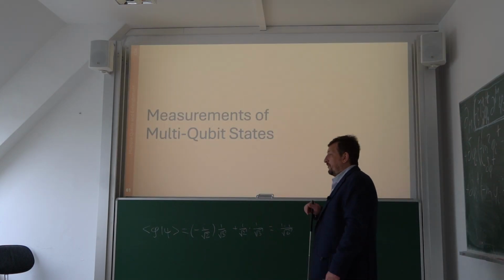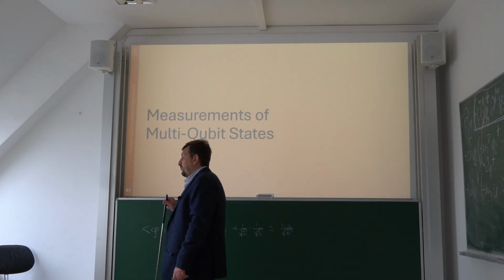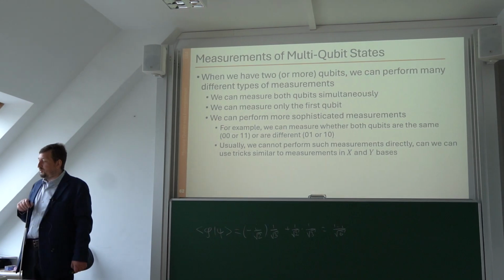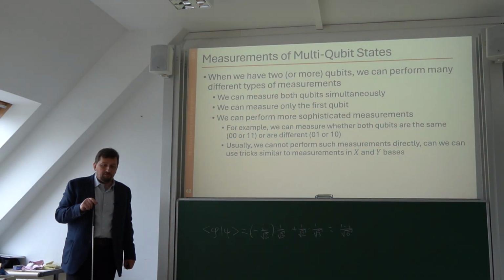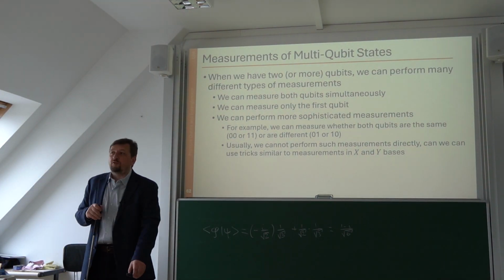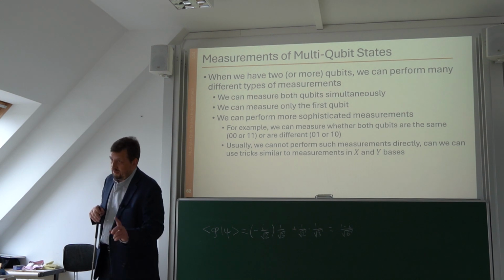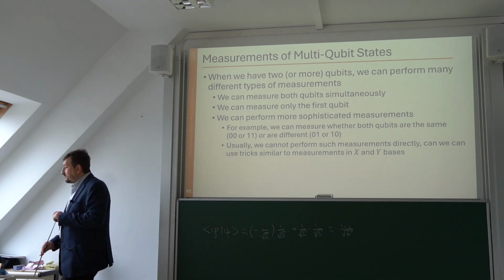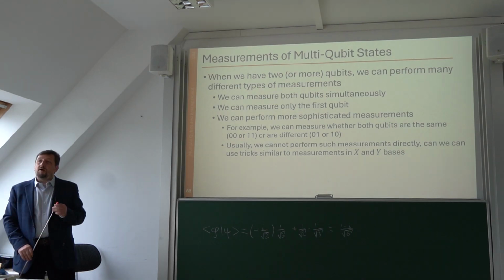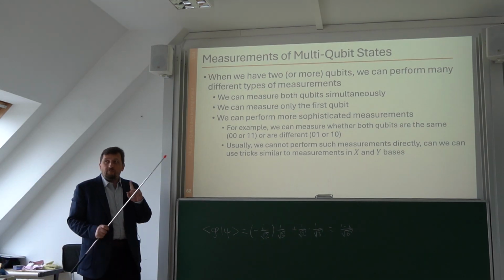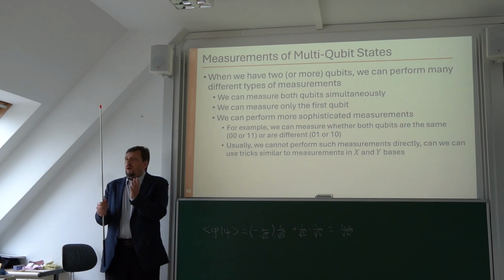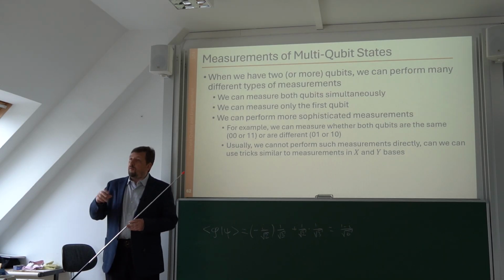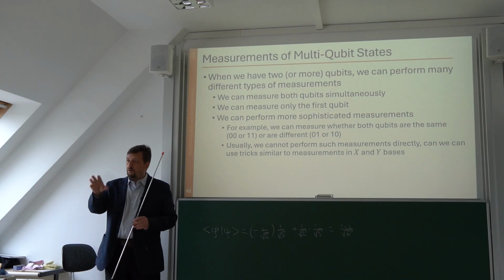Now there is one important topic about multi-qubit systems, and this is the measurement of a multi-qubit system. Measurement in a multi-qubit system is much more interesting and actually more powerful than measurement in a single-qubit system. When we have a single-qubit system, well, we can choose in which basis we measure it, but that's all. We measure the qubit, the wave function collapses.